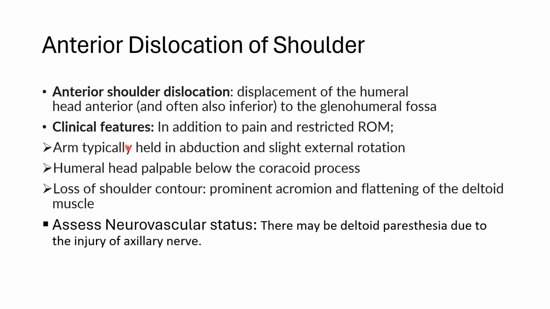Clinical features: in addition to pain and restricted range of motion, the arm is typically held in abduction and slight external rotation, with the humeral head palpable below the coracoid process, loss of shoulder contour, prominent acromion, and flattening of the deltoid muscle. Do assess neurovascular status. There may be deltoid paresthesia due to injury of the axillary nerve.